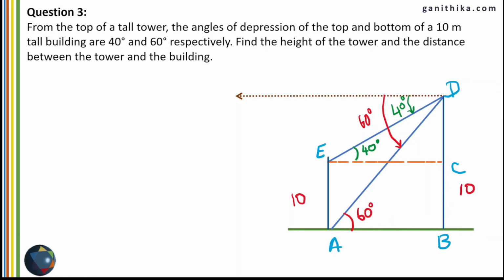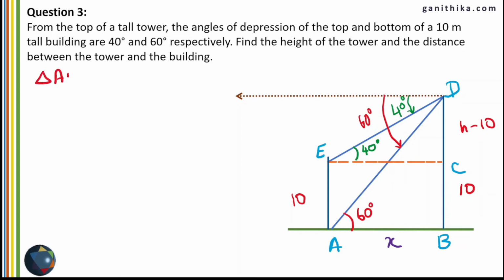So considering the rectangle ABCE, we have BC is also equal to 10 meters. The height of the tower is h meters. We can have this as h minus 10 meters, and we can make the distance between the tower and the building as x units, and we need to find h and x in this case.